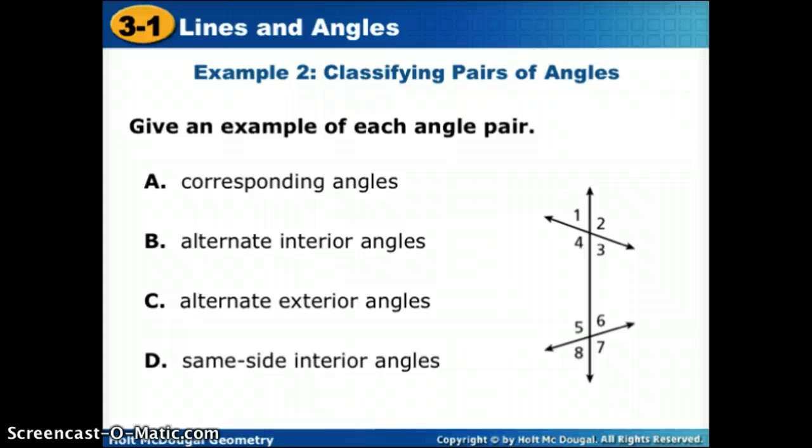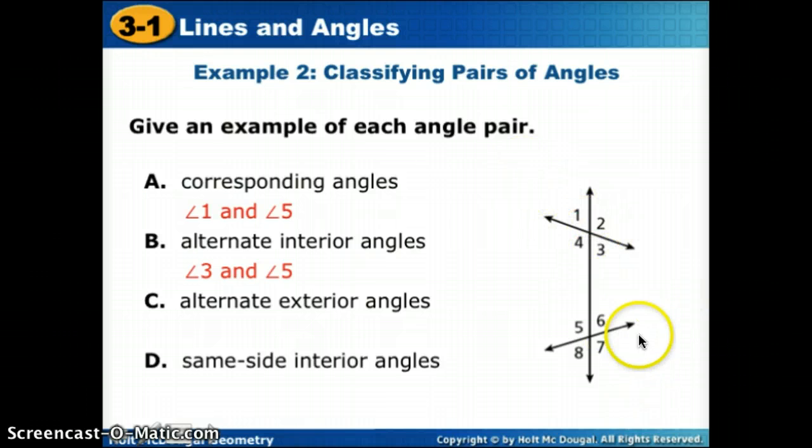There are numerous sets, but if we want to give an example of corresponding, we're trying to find angles with matching positions. So if I chose angle 1, I'd see that that's in the top left. So its corresponding angle would also be in the top left of the other intersection, 1, 5. Okay, alternate interior. If I pick an interior, say I stuck with 5, my alternate on the other intersection would be 3. 5 and 3. You could also say 4 and 6.